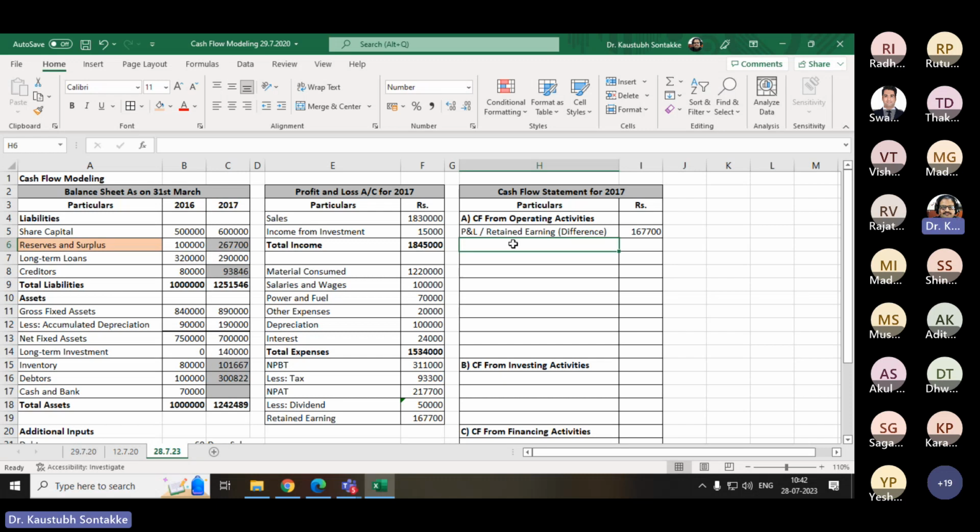Okay, then we will start now with each item from the balance sheet. So have you written cash flow from operating activity? First item, retained earning difference. 1,67,000. Okay, I'll repeat that: is equal to second year retained earning minus first year retained earning.